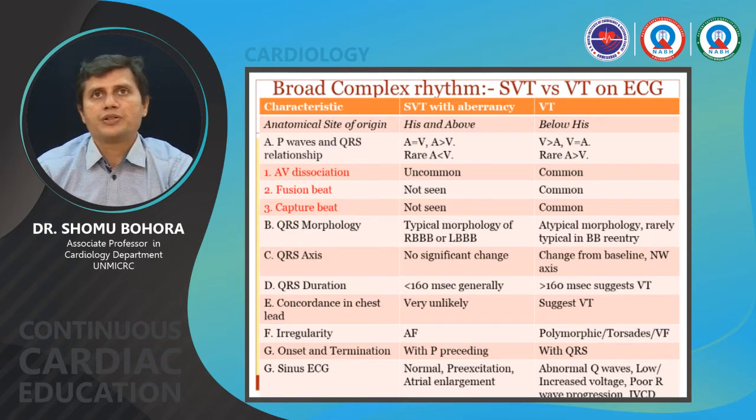So how do you differentiate on ECG an SVT versus a ventricular tachycardia? The differentiating features are based primarily on the P waves and the QRS relationship. In SVT with aberrancy, the atrial activity is equal to ventricular activity, or atrial activity is more than ventricular activity. Rarely it can be less, and this can be seen in AVNRTs or with 1 to 2 conduction.